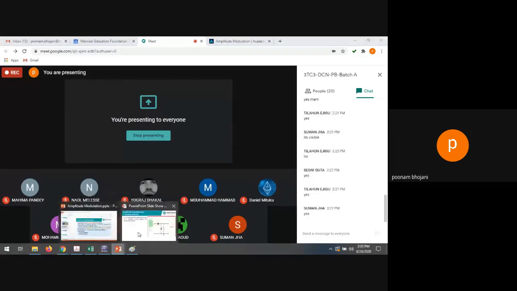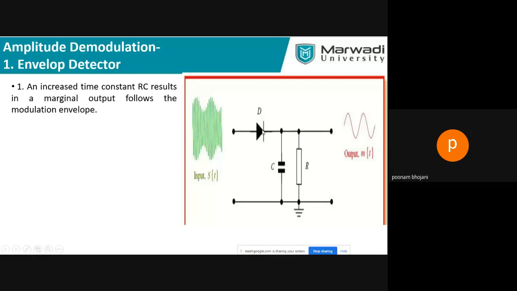So let me tell you, here the diode direction is in the forward direction. It means the positive cycle will pass through it, and the negative cycle will be blocked. It is known as a negative clipper. So the negative cycle will be clipped, and only the positive part you will get after here.